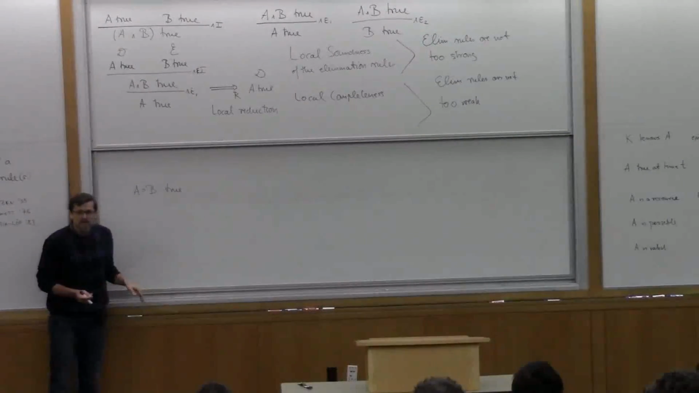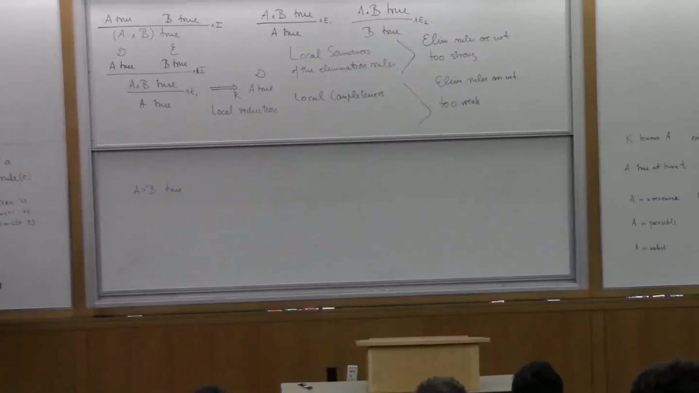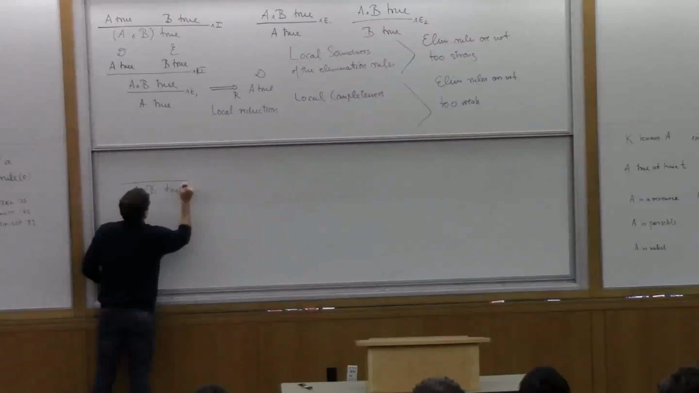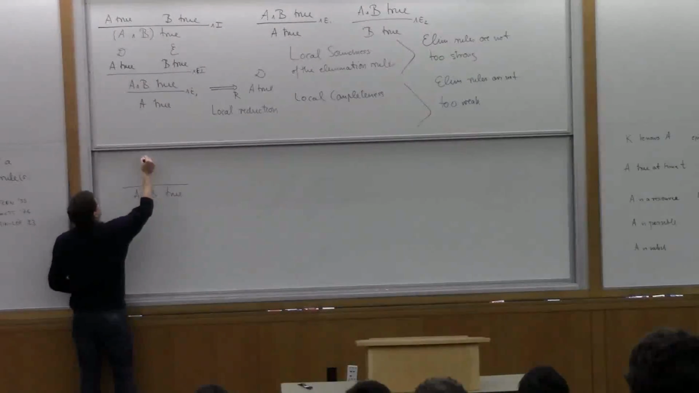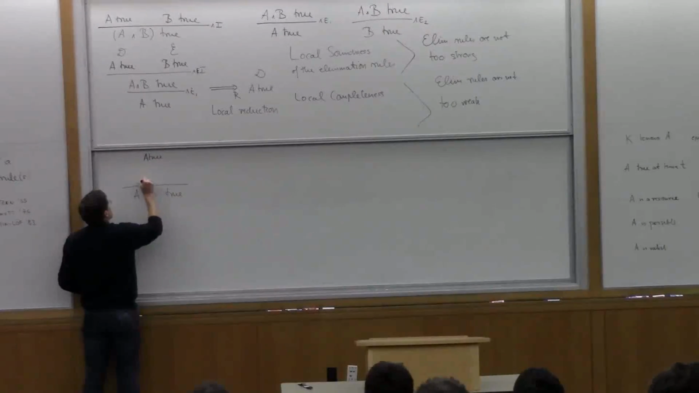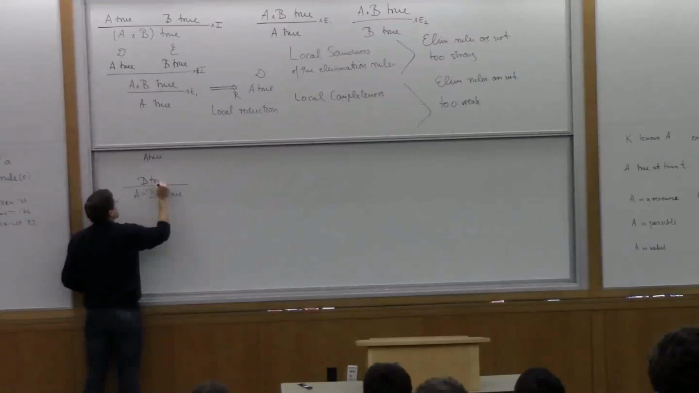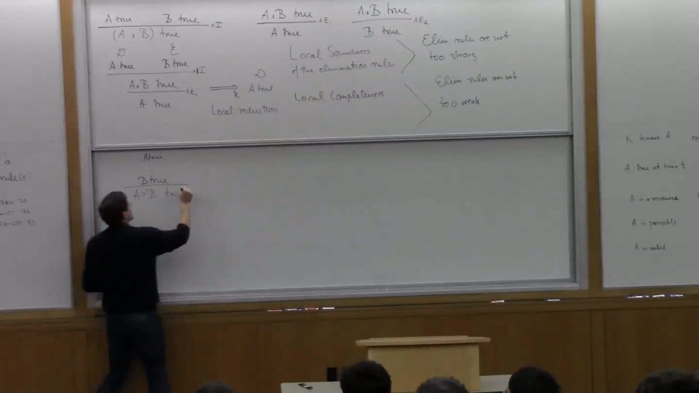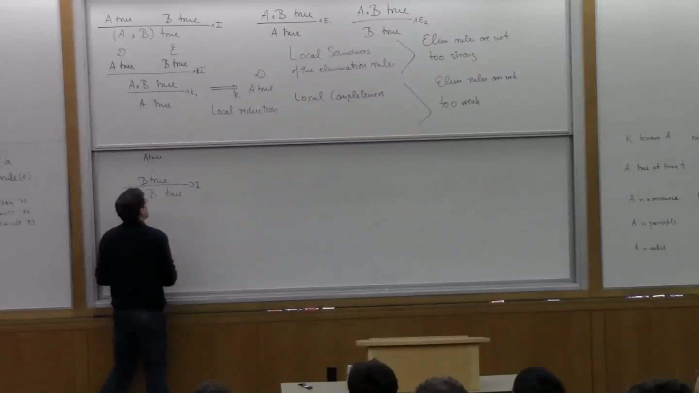To prove that A implies B is true, I get to assume A and then I have to prove B. That's the normal mathematical meaning of implication. So the way I want to say that is I assume that A is true, and then I have to prove from that that B is true. And so this would be the introduction rule for implication.